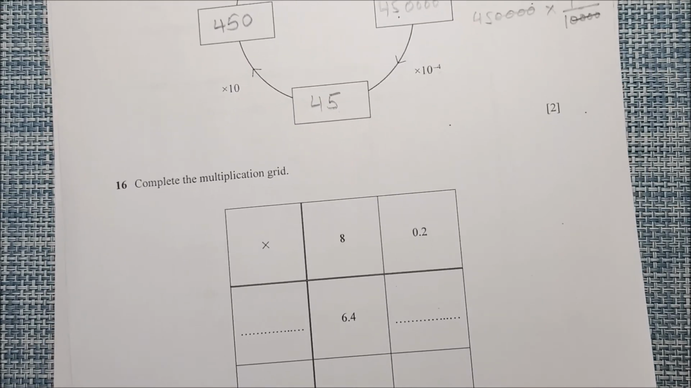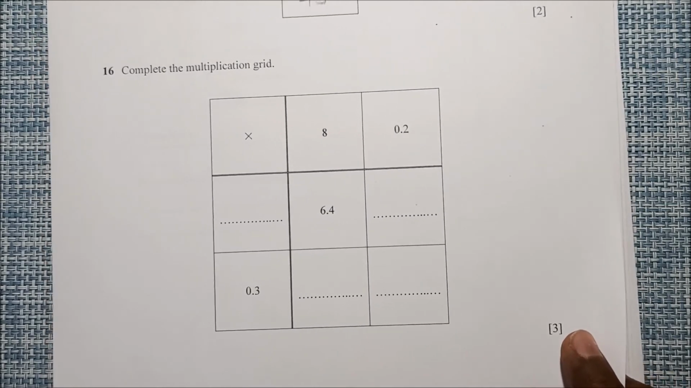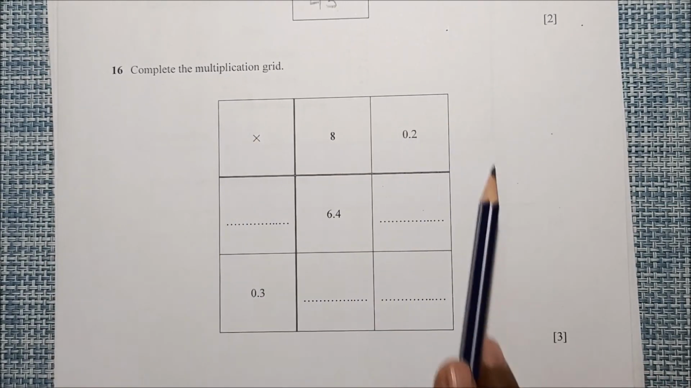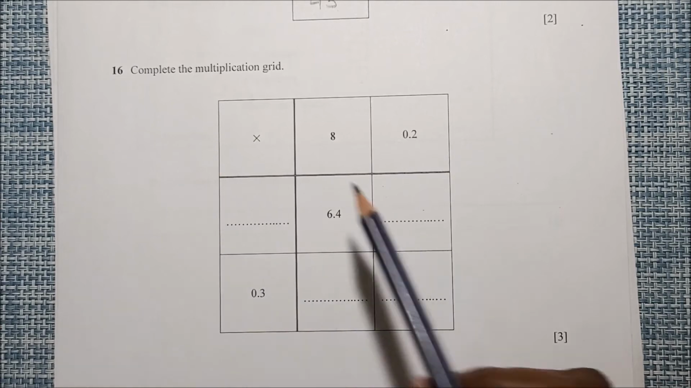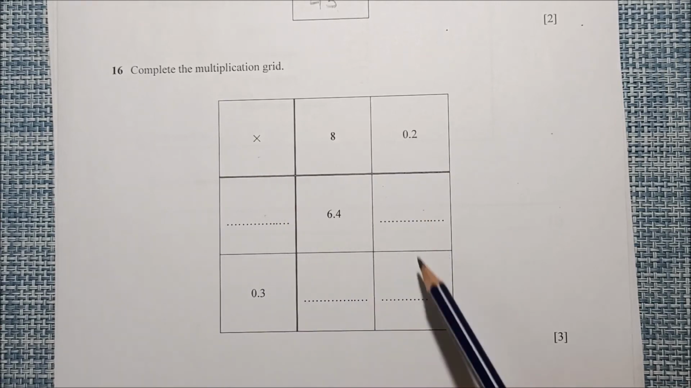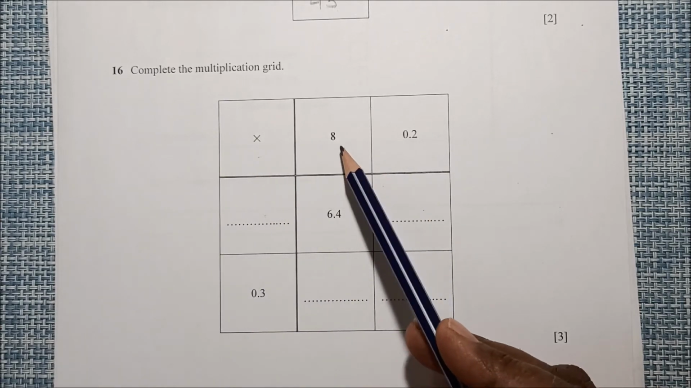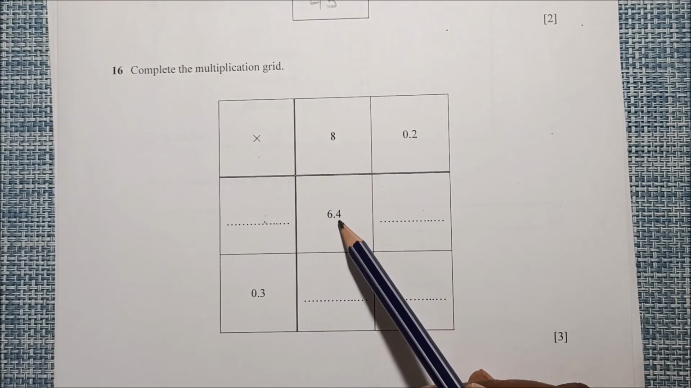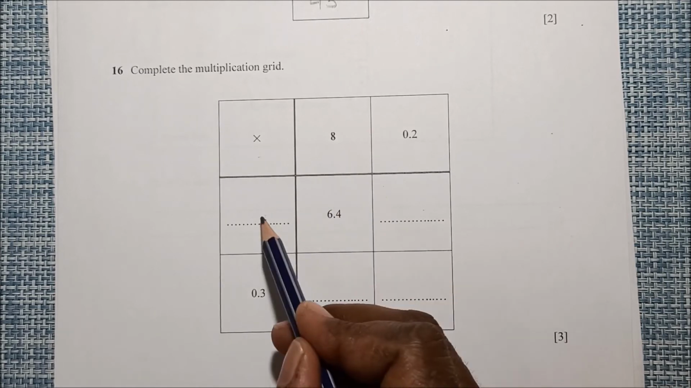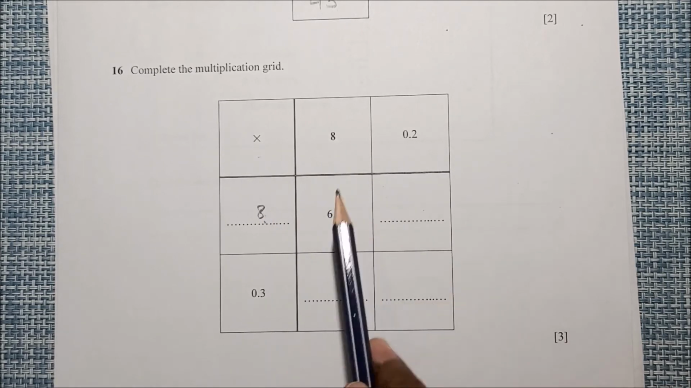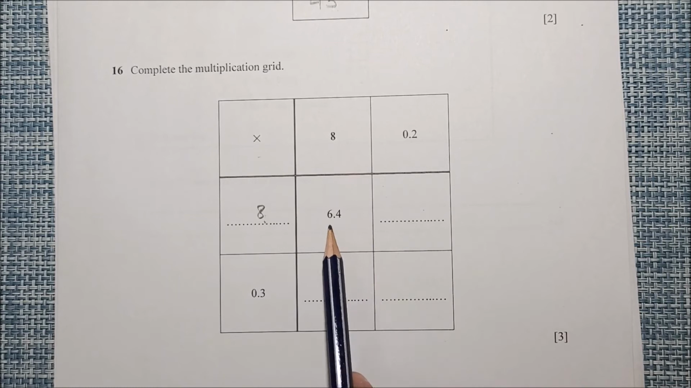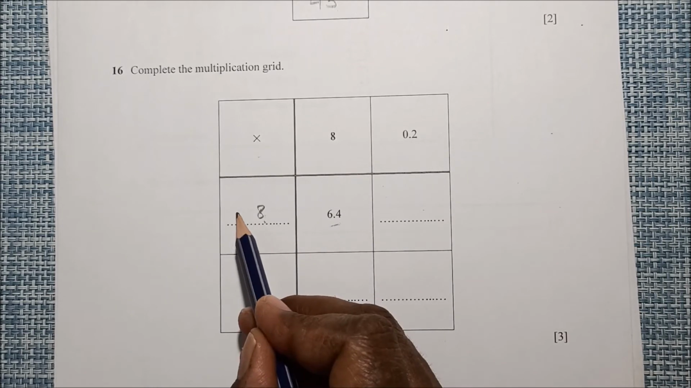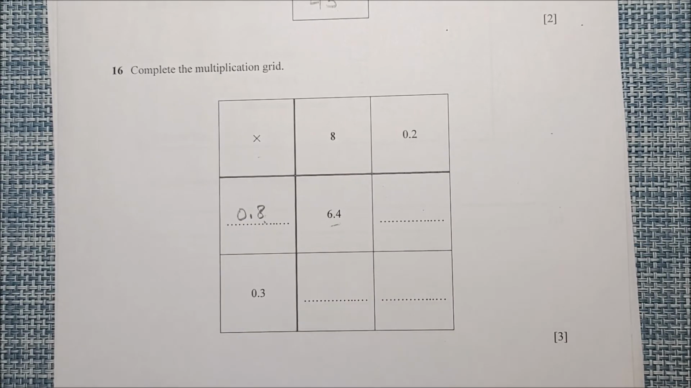Number 16. In number 16 we are given a multiplication grid. We need to complete it. So here is this multiplication sign. These numbers are missing. So as we can see, 8 multiplied by something gives you 6 point. We all know that 8 times 8 is 64. So now there is no decimal, but in the answer we have a decimal here. So we will have one decimal place here. So now you have this number, we are able to finish this.